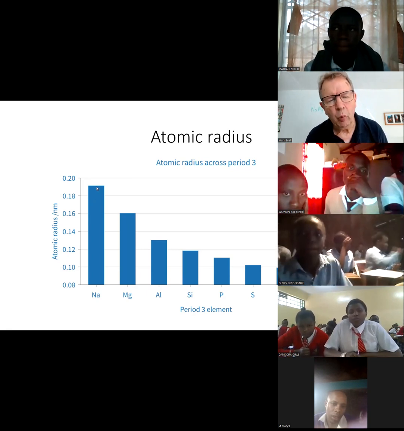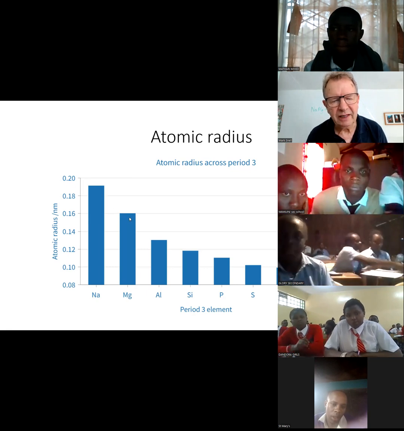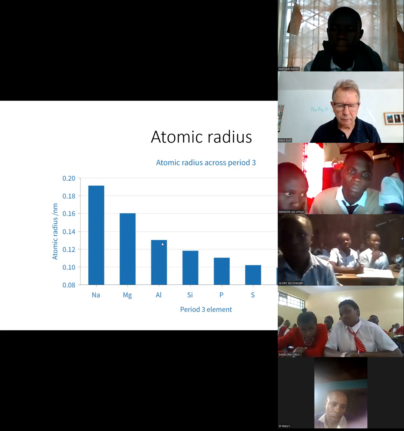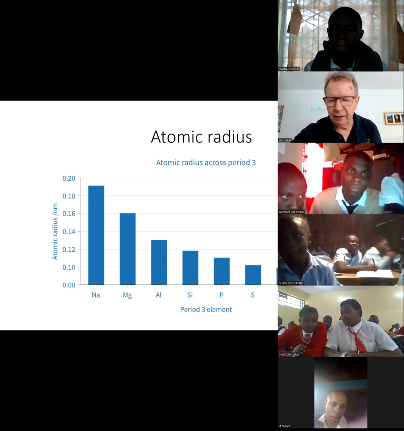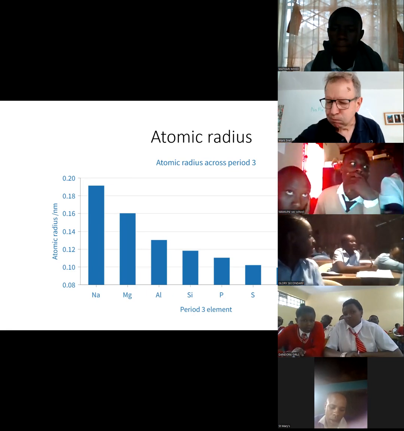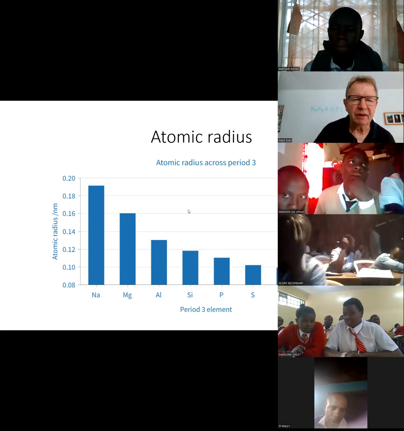So from sodium to magnesium, big change. From magnesium to aluminium, big change, but a bit smaller. Aluminium to silicon, smaller. So why is this happening?